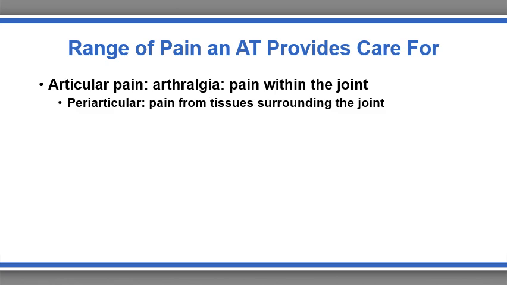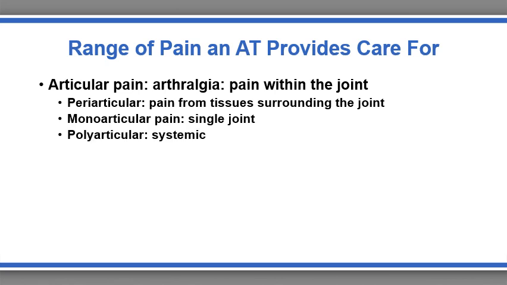So just some other terminology. Periarticular is referring to pain from the tissue surrounding the joint. Monoarticular pain is a single joint, or polyarticular is systemic. And obviously, one of the things that we need to be aware of is when individuals do have pain at more than one joint, that's when we start to get a little bit more cause for concern for there to be systemic, or more of a non-orthopedic kind of cause of their pain.